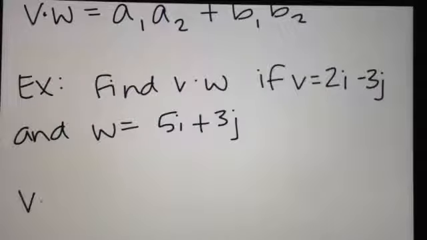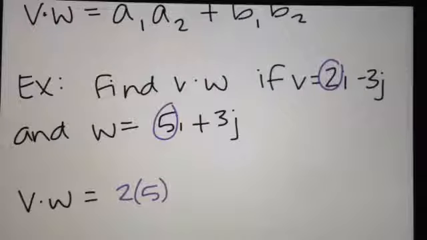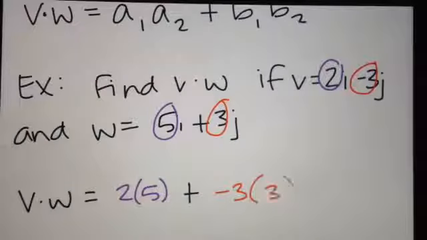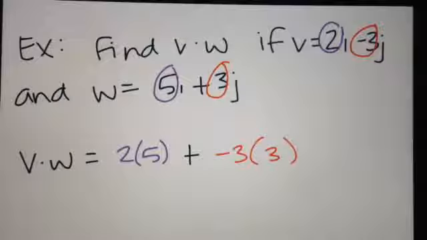then to find v dot w, you're going to take the coefficients for i, so the horizontal component, 2 times 5, and you're going to be adding that to the coefficients for j, which is the vertical component, so negative 3 times 3. And so here we would have 10 plus negative 9, and so the dot product is just 1.